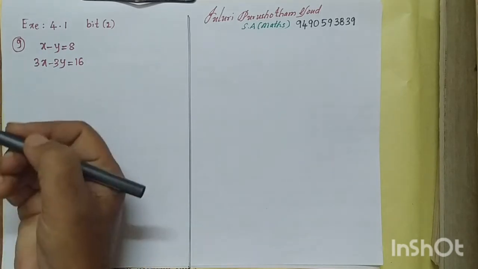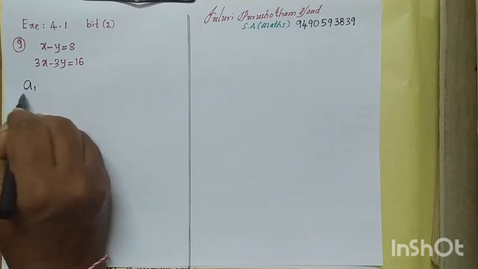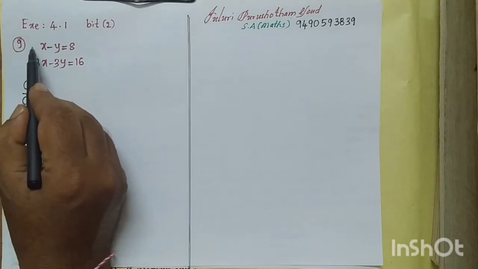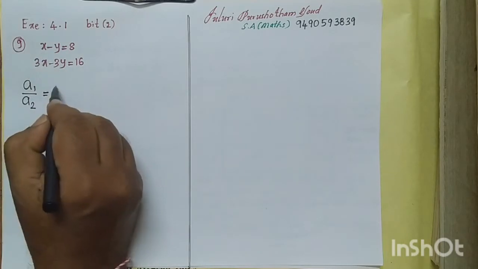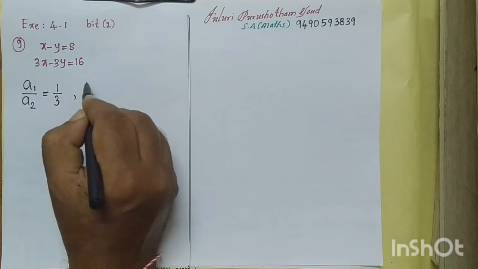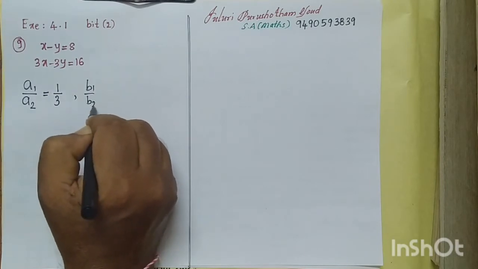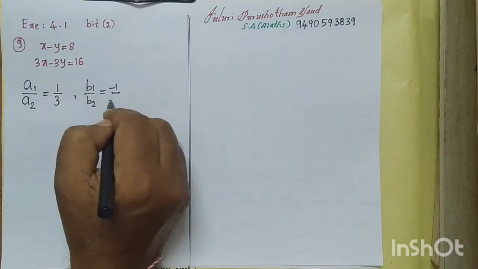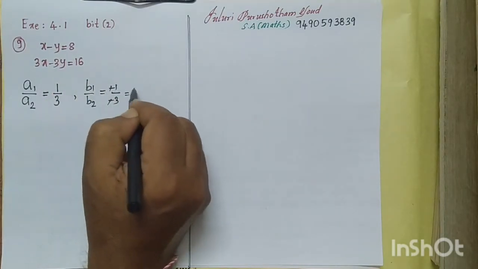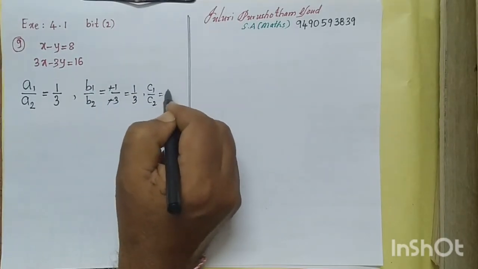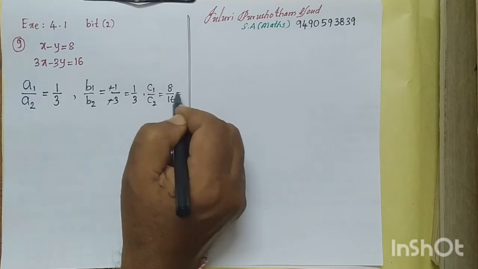By the help of our a1 by a2, here a1 means the coefficient of x, that is 1, and the coefficient of this x is 3, so that is 1 by 3. And b1 by b2 is minus 1 by minus 3, so the minus signs cancel and we get 1 by 3. And c1 by c2 is 8 by 16, which is 1 by 2.